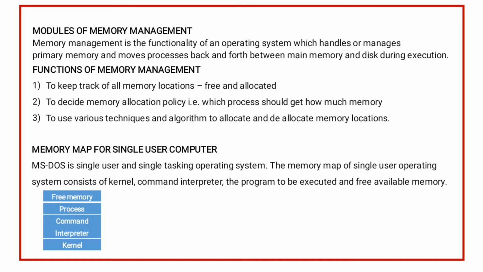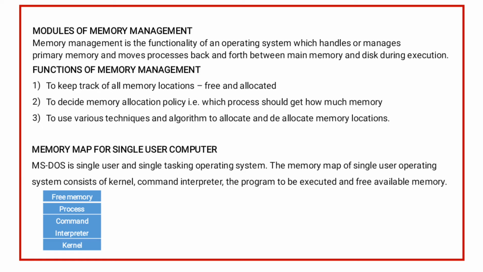Simply, we define memory management as the functionality of an operating system which handles or manages primary memory and moves processes back and forth between main memory and disk during execution. Now, there are some important functions of memory management. The first function is to keep track of all memory locations, free and allocated. The second function is to decide memory allocation policy, that is, which process should get how much memory. And the third function is to use various techniques and algorithms to allocate and deallocate memory locations.